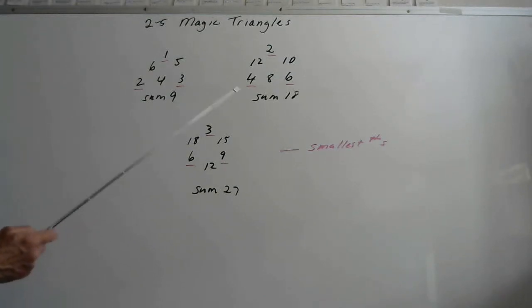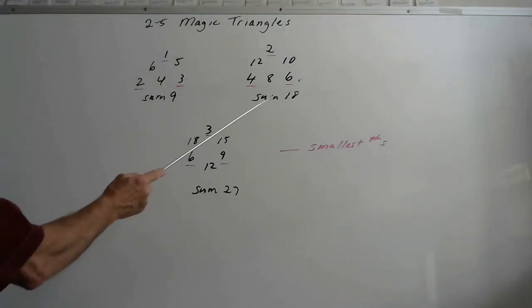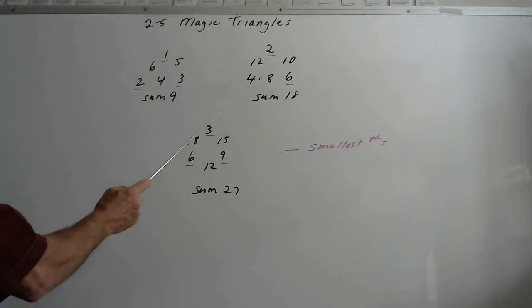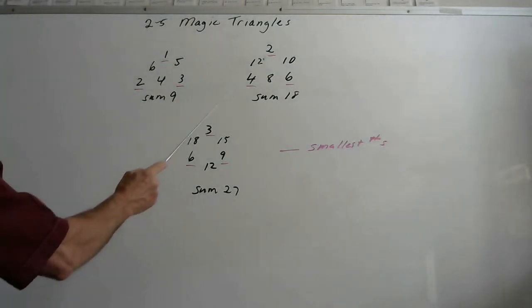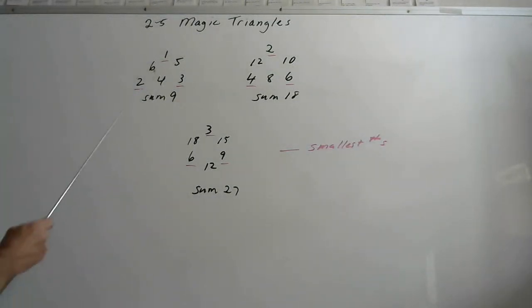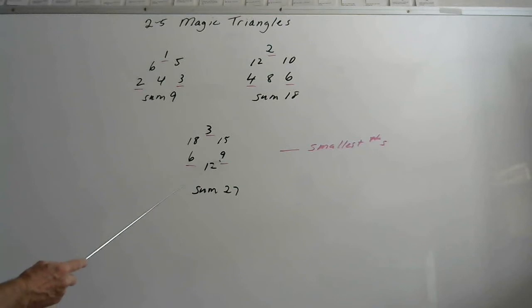Something else to notice as you're trying to figure these out, notice I've got multiples. 6 will go into 12, 4 will go into 8, 2 will go into 10. I have 1 into 5, 3 into 6, 2 into 4. Okay, I have 3 into 15, 9 into 18, 6 into 12.